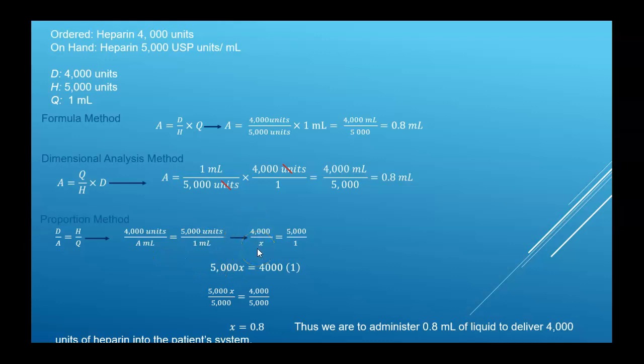And here is your proportion. 4,000 over X equals 5,000 over 1 milliliter. That's your concentration. And again, we have to administer 0.8 milliliters of this liquid medication in order to deliver 4,000 units of heparin into the patient's system. And that is it for the dosage calc lecture.